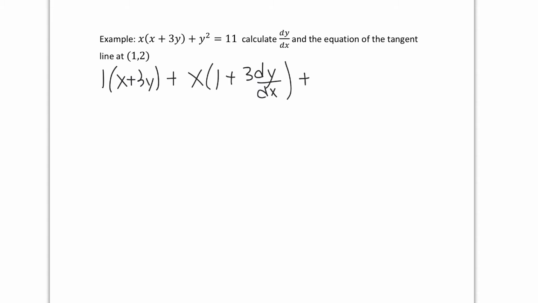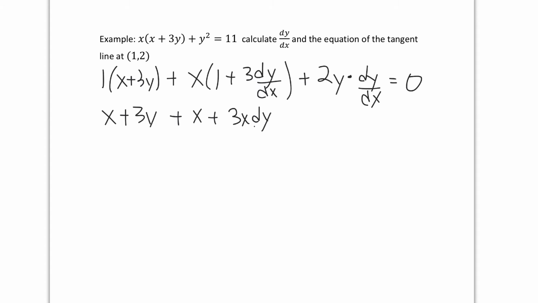Plus, if we have y squared, we have a power rule, so 2y. And then we have to multiply by dy/dx because of the chain rule. Equals, careful here, the derivative of 11 is 0. Now we're going to go ahead and multiply everything out so we can eventually isolate for dy/dx. This gives you x plus 3y plus x plus 3x dy/dx plus 2y dy/dx equals 0.